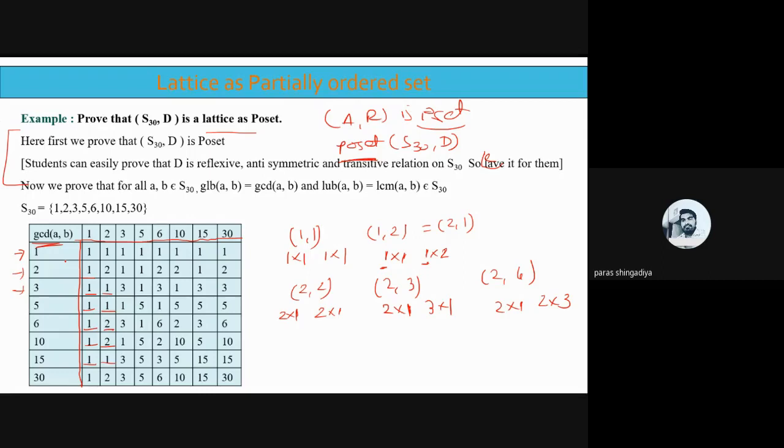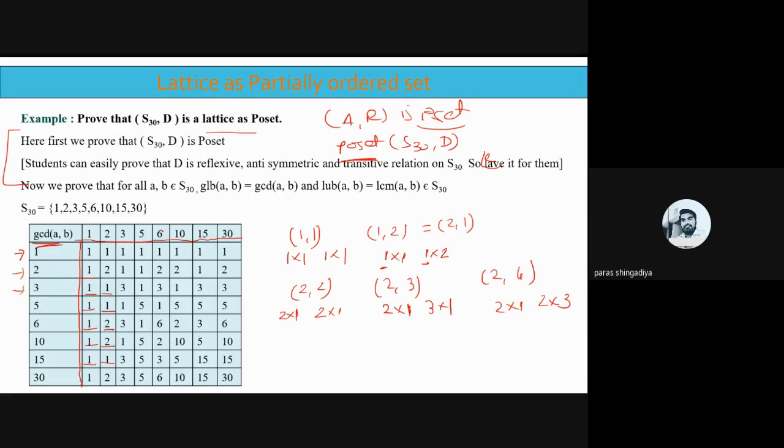And now 3 with 5. So no common factor except 1. Okay, so the answer is 1. 3 with 6. So 3 into 1 and 3 into 2. 3 is the common divisor and that is the greatest one. So the answer is 3. Then after that, 3 with 10. तो 3 और 10 में कुछ भी कॉमन नहीं है. ठीक है, 1 के अलावा. तो 3 cross 1 and 10 cross 1. So the answer is 1.